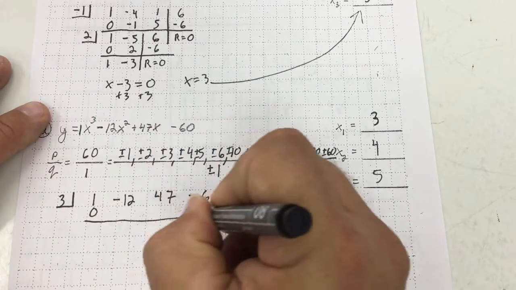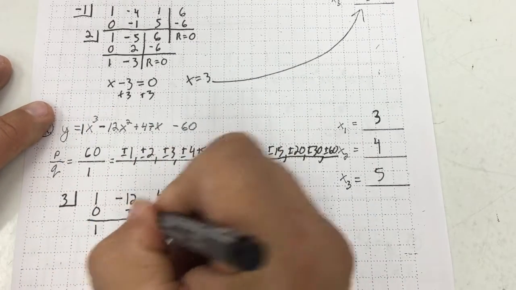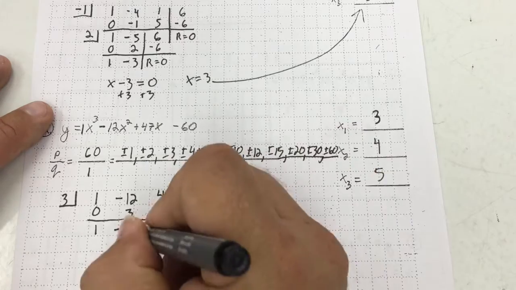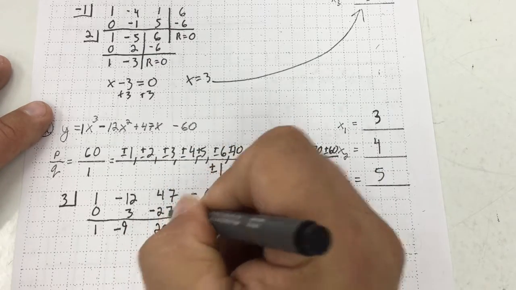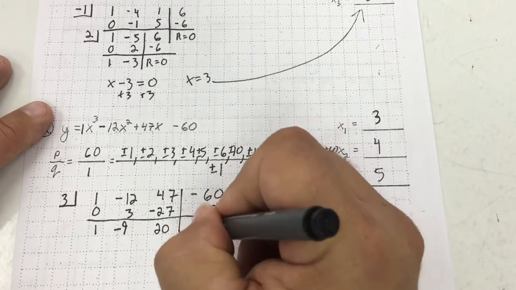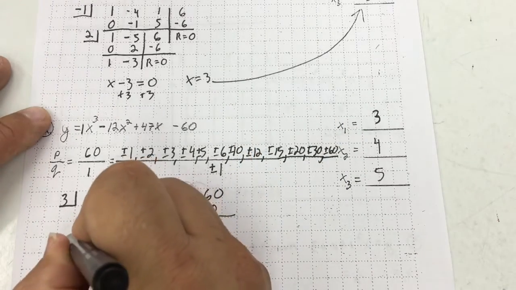I'm going to go through the synthetic process. 1 plus 0 is 1. 3 times 1 is 3. Negative 12 and 3 is negative 9. Then 3 times negative 9 is negative 27. When I subtract those, I get 20. I multiply 3 times 20, and I get positive 60. Remainder, 0.